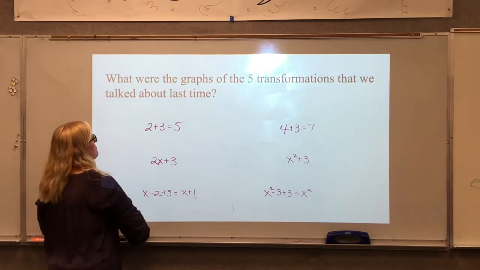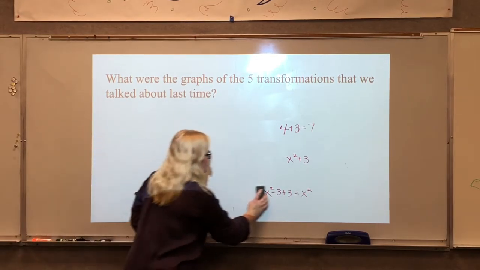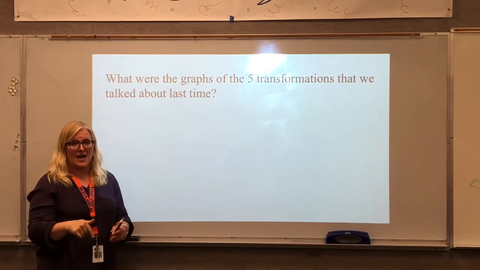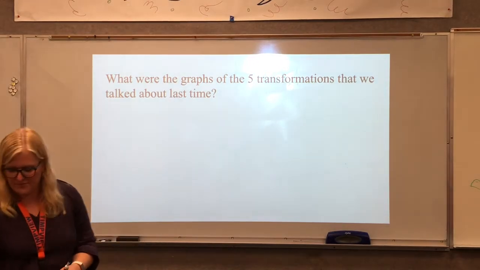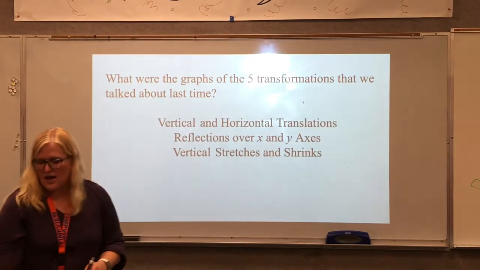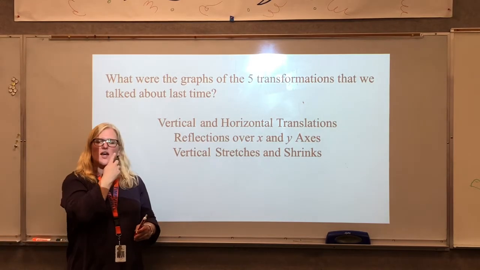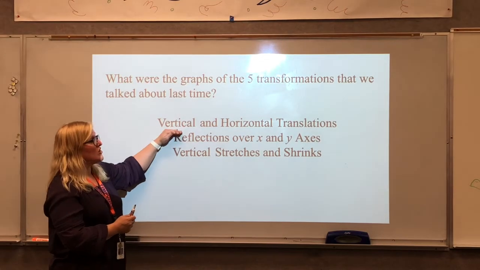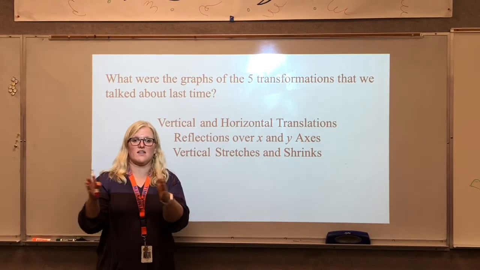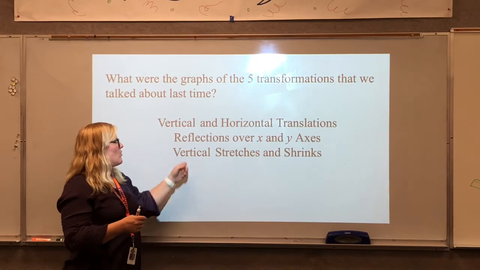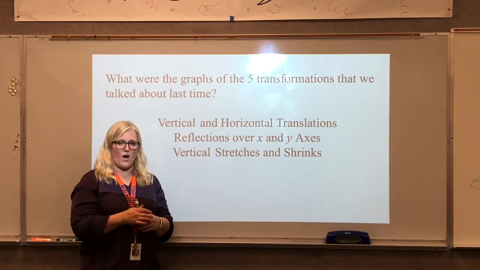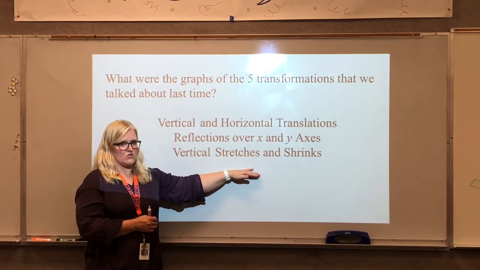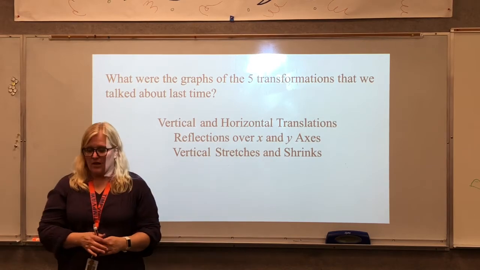So I don't know if you remember, and you don't have to write this down, but I don't know if you remember the transformations that we talked about last time. Okay, there's actually 6 of them we talked about. We're not going to cover horizontal stretches and shrinks. So we've got vertical and horizontal translation. Remember, that's back and forth, up and down. We've got reflections over the x-axis and the y-axis. And then we're going to cover vertical stretches and shrinks, but not horizontal stretches and shrinks, just vertical ones.